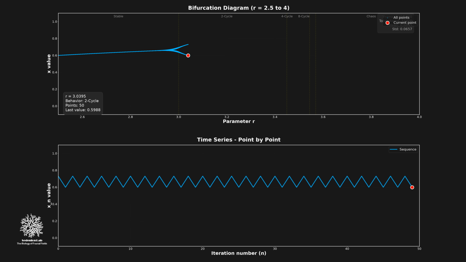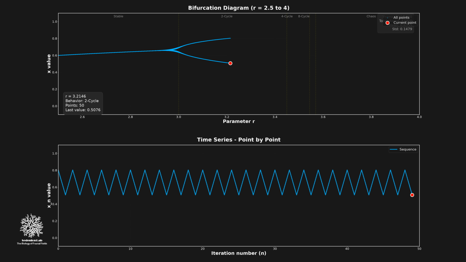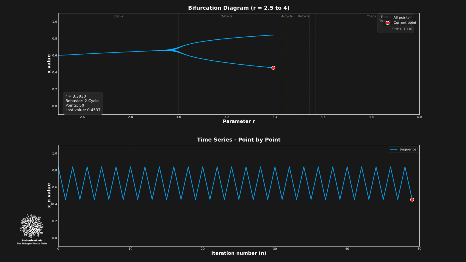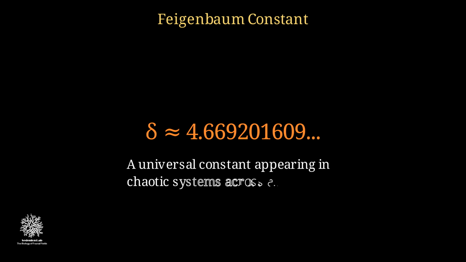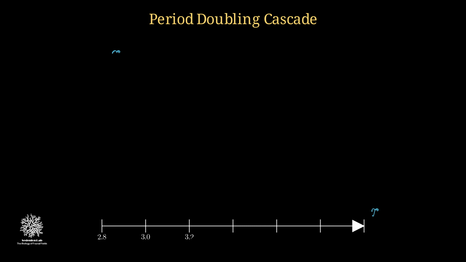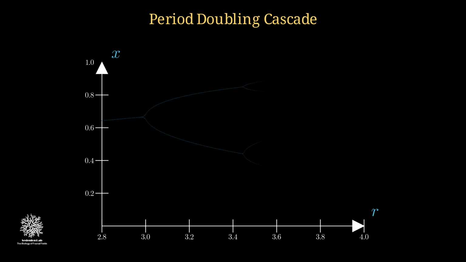This period doubling cascade accelerates dramatically. The intervals between doublings shrink exponentially. This is governed by the Feigenbaum constant, a universal number, approximately 4.669, that appears in chaotic systems across physics, biology, and economics. By r ≈ 3.569, the period has doubled infinitely many times.